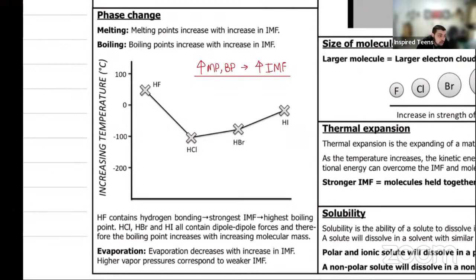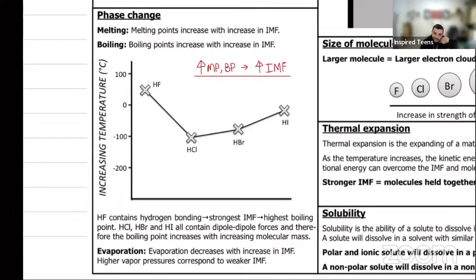So due to HF, if you remember FON bonding to H, we said that forms hydrogen bonding, and hydrogen bonding is actually the strongest type of intermolecular force. So that clearly has the highest boiling point. HCl, HBr, and HI all contain dipole-dipole forces, and therefore the boiling point increases with molecular mass. So the size of the molecule, essentially.